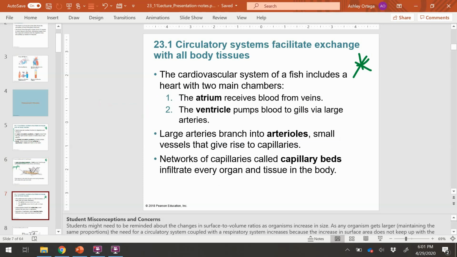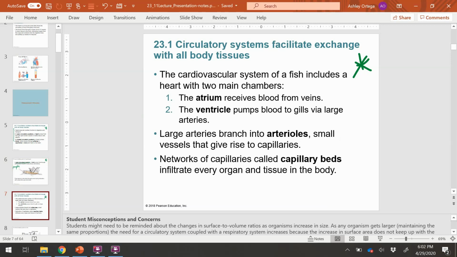So now we'll take a look at closed circulatory systems. These circulatory systems will have a heart with two chambers. These two chambers are going to be defined as an atrium and a ventricle. The atrium is going to receive the blood from the vein, and this is going to be a temporary storage site for the blood. Then the ventricle is going to take that blood and pump it to the gills, for the fish in this example, going out through large arteries.